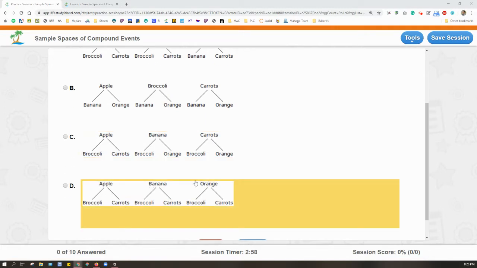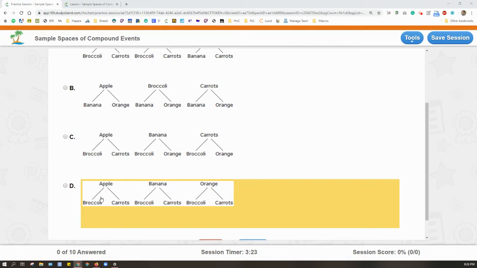We have apple, banana, and orange at the top. We have three trees because there are three fruits. And each of those trees has two branches because there are two vegetables we can pair with each of those three fruits. So apple and broccoli is one combo, apple and carrots is another. Banana and broccoli is a combo, banana and carrots is another. Orange and broccoli is another combination, orange and carrots is the last combination.